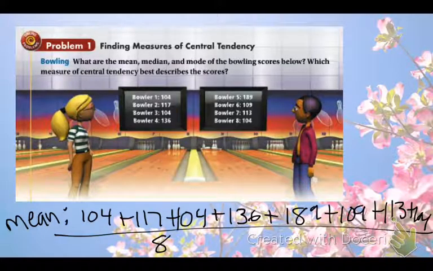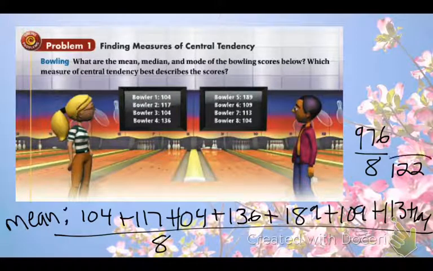When I add up 104, 117, 104, 136, 189, 109, 113, and 104, I get 976. Then I divide that by the number of numbers, which is 8, and I've got an average, or a mean, of 122.